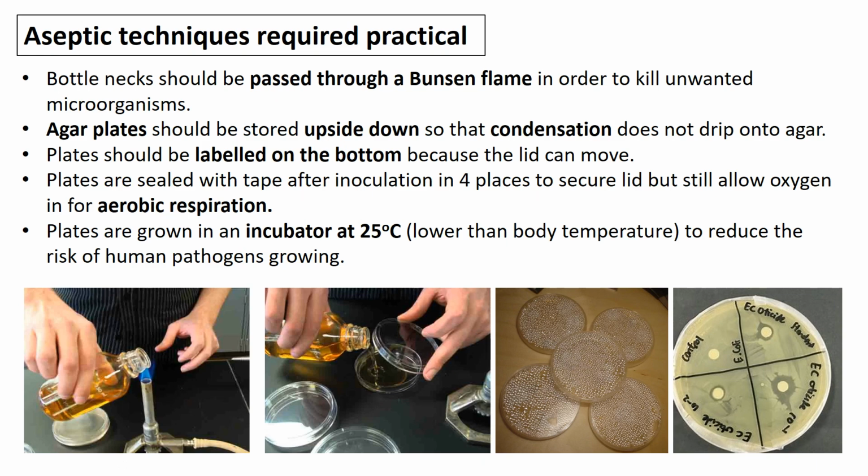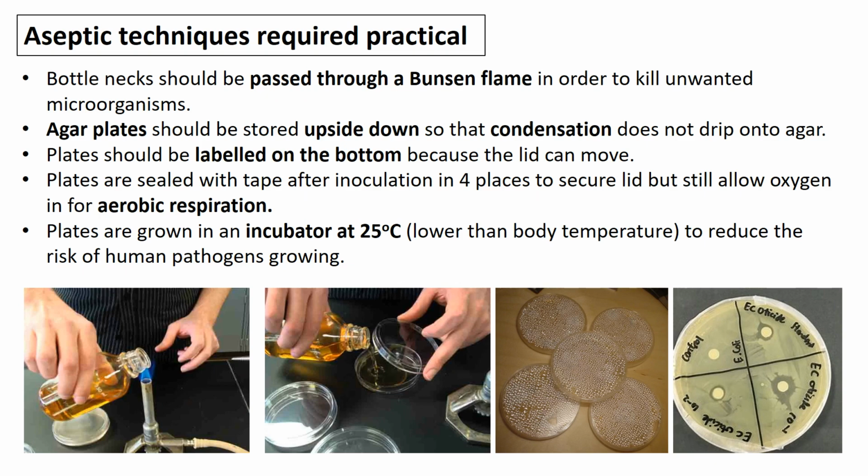The plates are sealed with tape when you've inoculated them, just in four places. This secures the lid on tight, but it still lets oxygen in, so it stops any harmful bacteria from growing that might prefer anaerobic conditions. The plate should also be labelled on the agar side, which is the bottom of the plate, because the lid can move around. This is to make sure you can clearly identify whatever you've put in each section, because the lid might spin round, whereas the agar will not move.